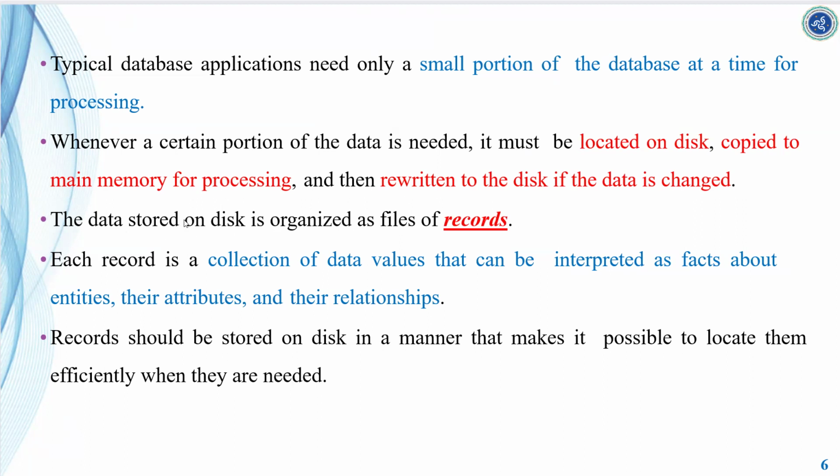Okay, and the data on the disk will be organized in the form of records. So all the files or the data will be stored in the form of records. What does a record mean? A record is a collection of data values, which can be interpreted as facts about some common entities or attributes and their relationships. That collection is called a record. So records can be stored on a disk in a manner that makes it possible to locate them efficiently when they are needed.